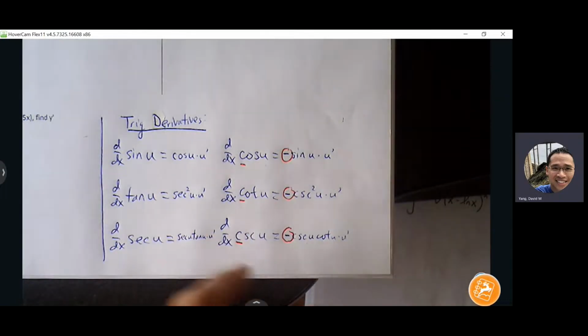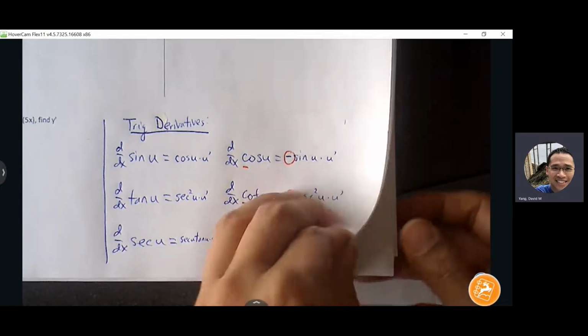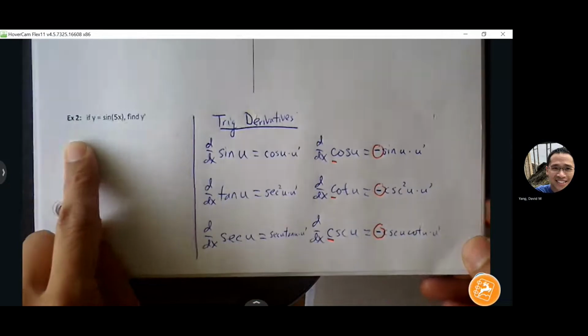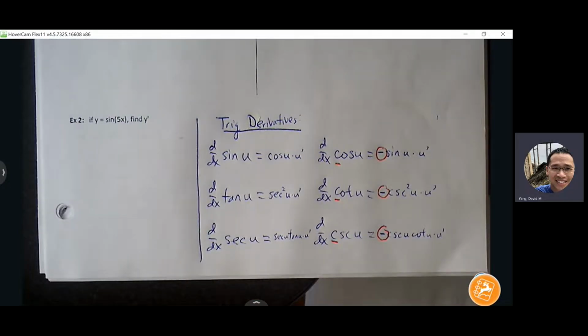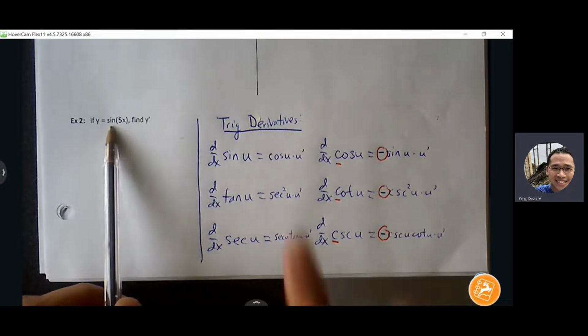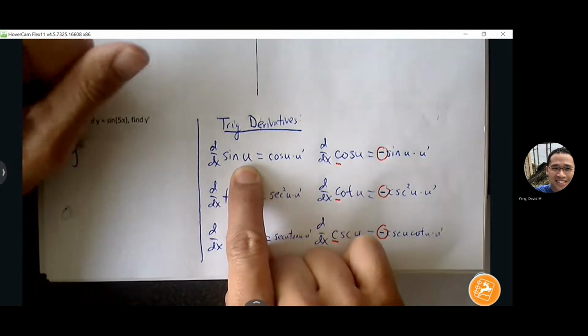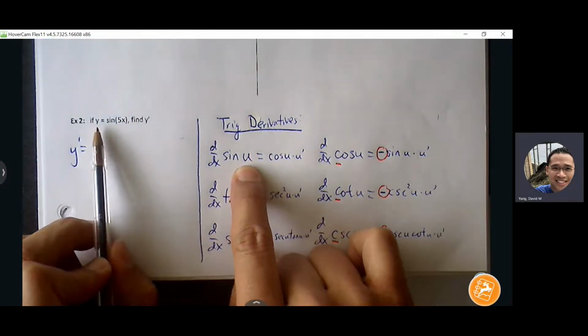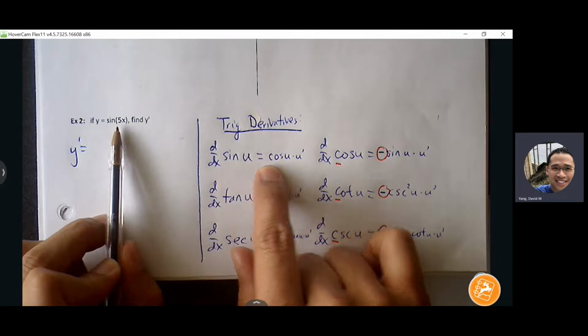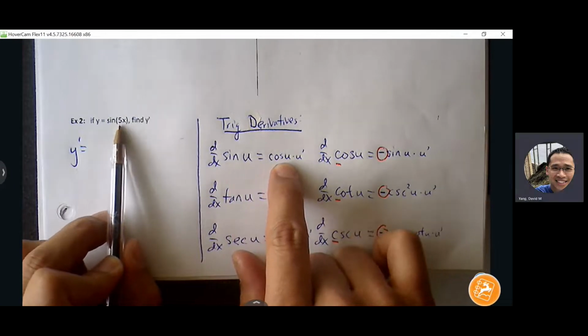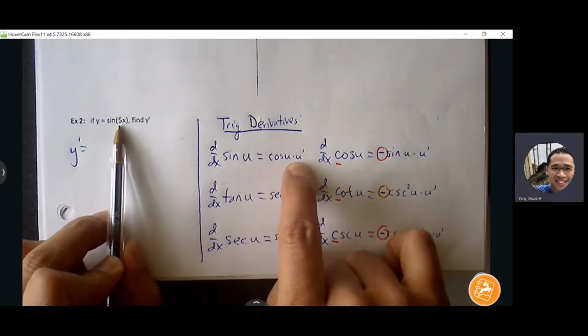Okay, so we're gonna practice using these rules for number 2 here. If y is equal to sine of 5x, find y prime. This matches nicely with our sine u rule. So what do you think sine of 5x's derivative is going to be? Cosine 5x times 5, right? Yeah.